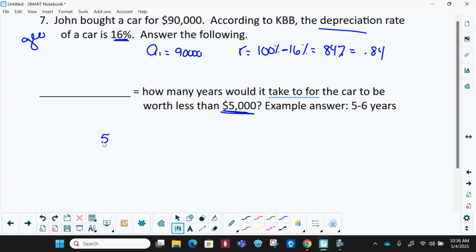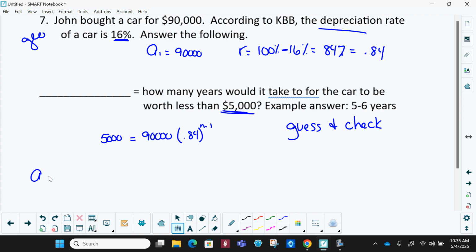So essentially, we're setting this up. 90,000 times 0.84 to the n minus 1. This is a very difficult problem to solve. So what we're going to do is something called guess and check. Okay, so when do you think a $90,000 car will get to 5,000? So what you could do is start guessing.